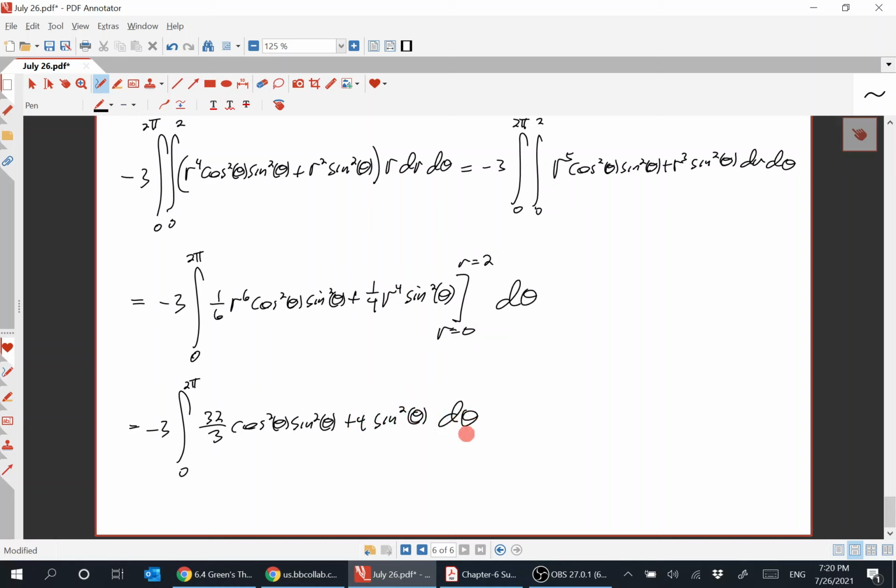Now this is not the nicest integral to try to calculate, but we can do it here. You have to apply the double angle formula to the cosine squareds and sine squareds. Actually, you're going to end up applying it a couple of times.